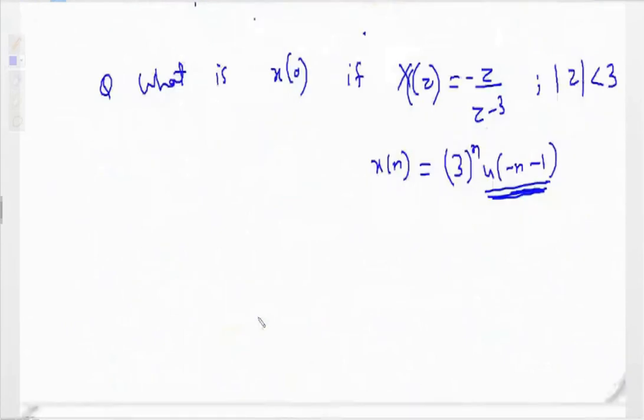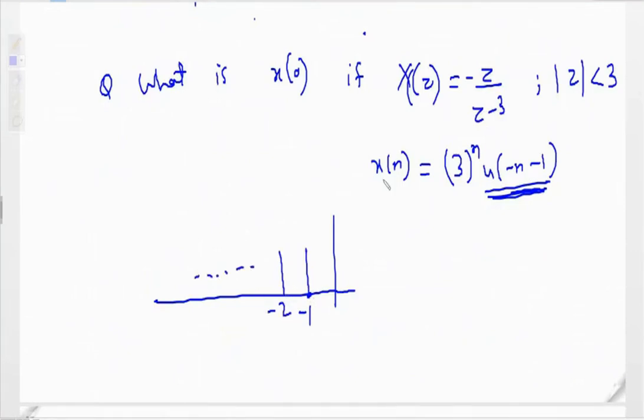So again, u of minus n minus 1 is not present at the origin. It starts from minus 1 and ends at minus infinity. So again, the initial value x of 0 is 0. So for this question, x of 0 is 0. So the ROC is also important, as far as initial and final values are concerned.